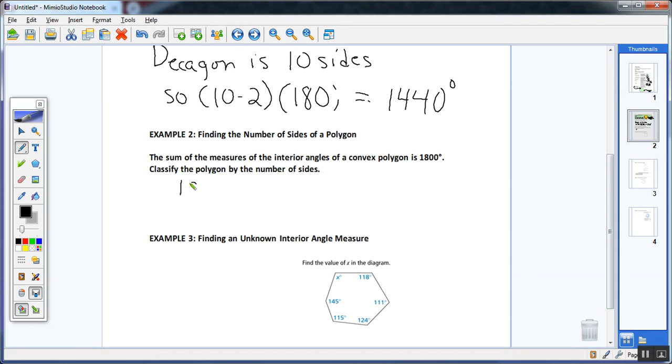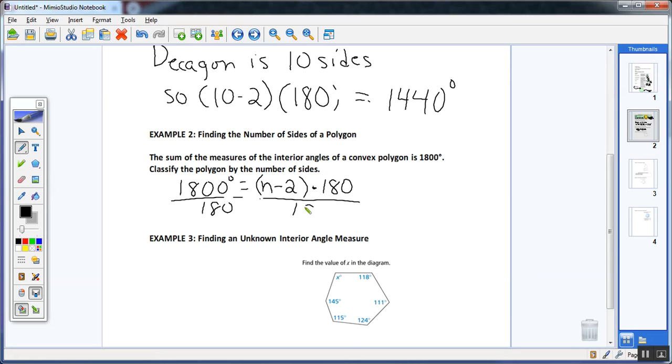So here's the deal. We have 1,800 degrees. That's going to equal, by definition, how do you find the number of degrees in the polygon? What's the formula? Number of sides, n minus 2, times what? Okay, so here's how we're going to solve this, kids. First thing I'm going to do is get rid of that 180 on both sides. So we're going to divide both sides by what? All right, divide by 180.